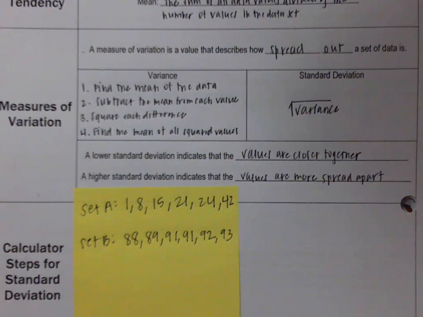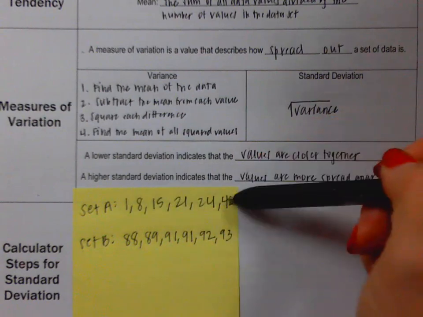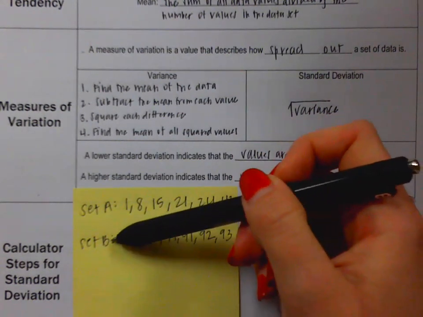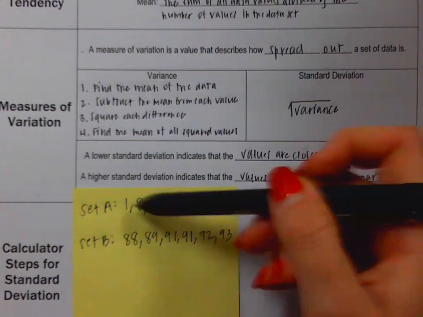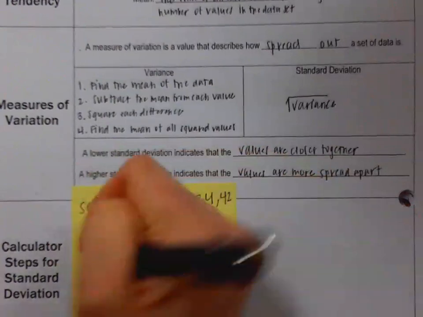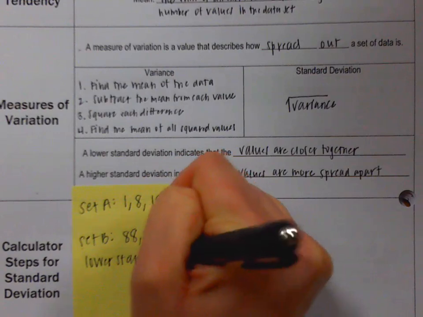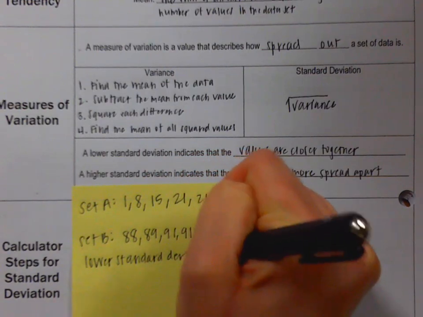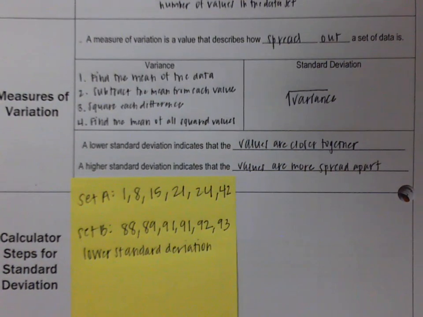Even though set A has lower values, it's going to have a higher standard deviation. The range of data goes from 1 to 42, whereas the range for set B goes from 88 to 93. So the range here is 5, whereas here the range is 41. So set B is going to have a lower standard deviation. Again, it really tells us nothing about the actual values. It just tells us how close they are to each other or how spread apart they are.